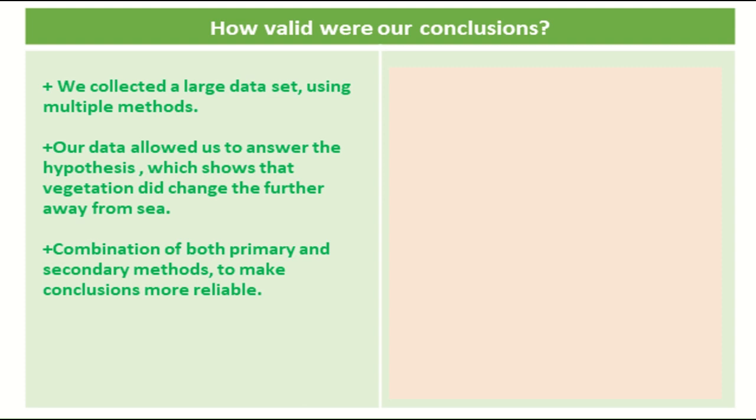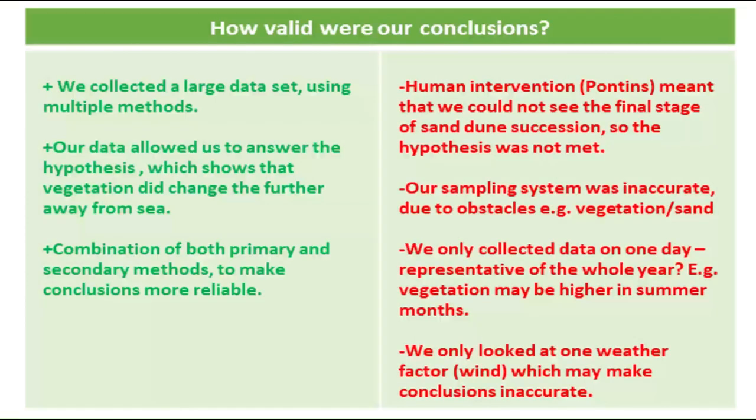We collected a large data set using multiple methods. Our data allowed us to answer the hypothesis, which shows that the vegetation did change the further away from the sea, and we did a combination of both primary and secondary methods to make the conclusions more reliable. You could also add in there that we made that class average to ensure that any anomalies were taken into account and discarded. However, human intervention meant that we could not see the final stage of the sand dune succession, so the hypothesis was not met.